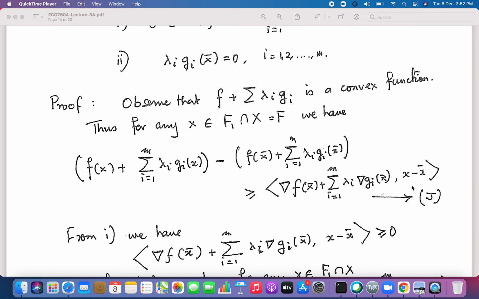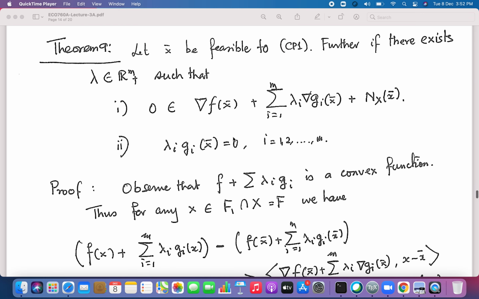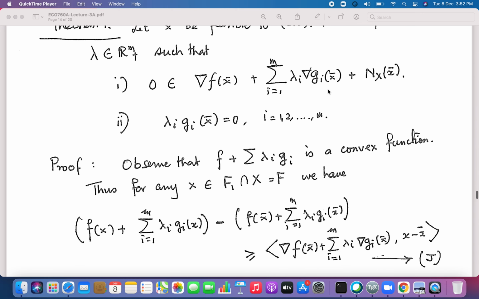Now, the minus of the bracket grad f of x bar plus summation i equal to 1 to m lambda i grad gi of x bar is actually an element of the normal cone to X at x bar. That the condition 1 tells me. So the minus of this quantity into x minus x bar, for any x in the feasible set, is less than or equal to 0, because x is also in capital X.